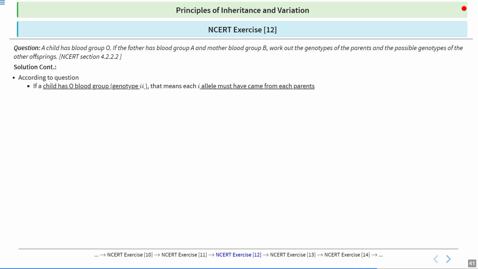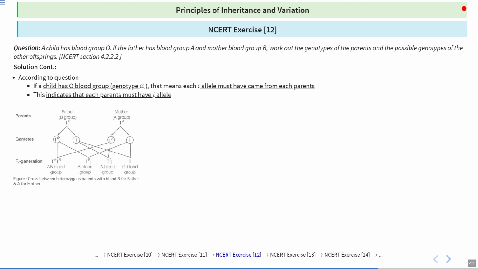And in the question, they are saying the father has blood group A. The father should be IA small i. And the mother has blood group B, so the mother should be IB and small i. That should be the genotype of the mother. So this indicates that each parent must have a small i allele.